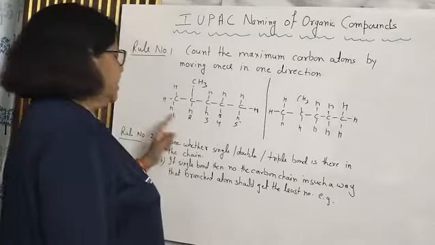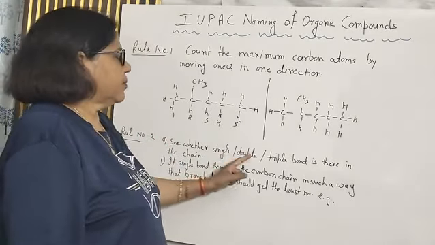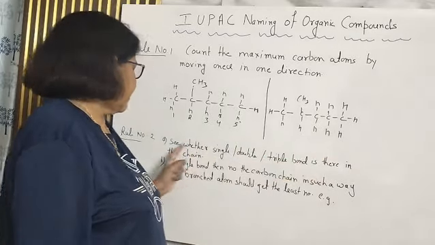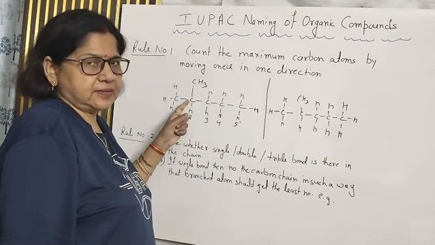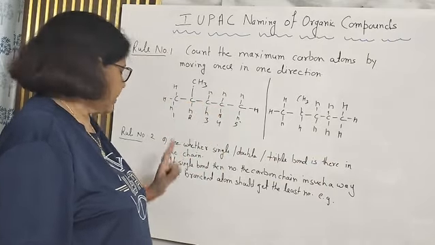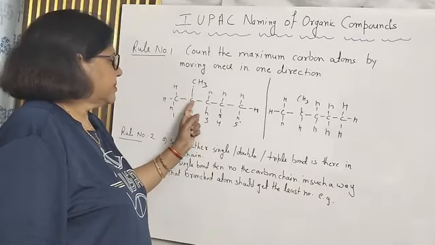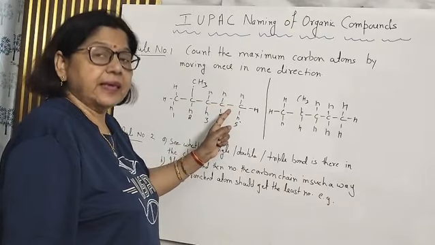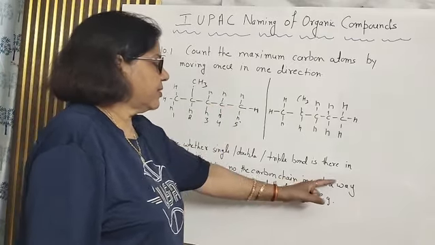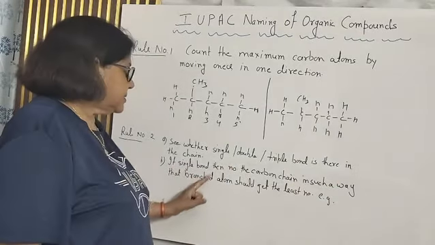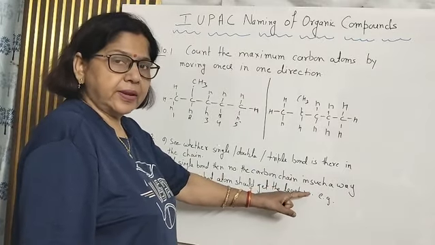Now, the second rule is to see whether the single, double or triple bond is there in the carbon chain. This is called the carbon chain. We have to check whether it's a single, double or triple bond. If a single bond is there, means if it is an alkane, then number the carbon chain in such a way that the branch carbon atom should get the least number, right?